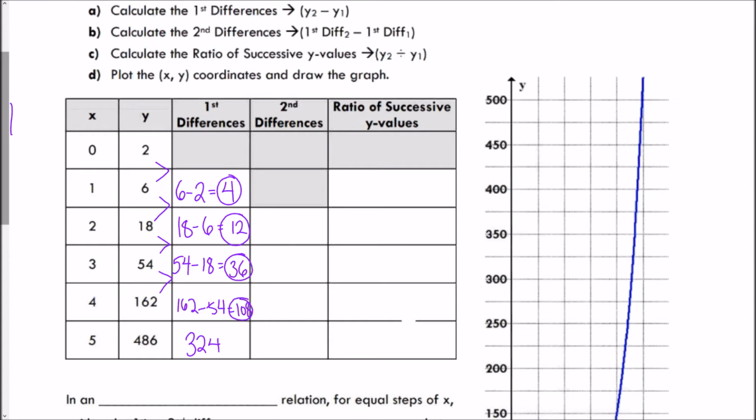Okay, now part B says to calculate the second differences. So our second differences, same thing, I'm just going to take the first differences of the first differences here. So to calculate my second differences, I'm going to take this 12 and subtract 4, and I get 8. I'm going to take the 36 and subtract 12, and I get 24. Okay, here I'm going to take 108, and I'm going to subtract 36, and I will get 72.